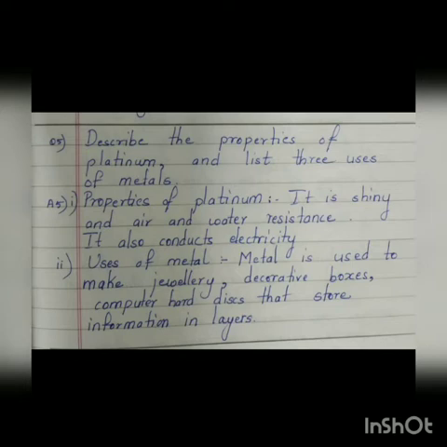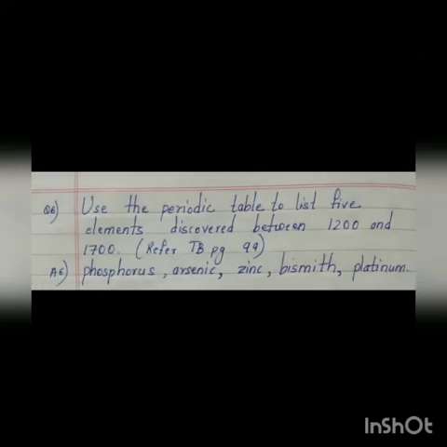Uses of metal. Metal is used to make jewelry, decorative boxes, and computer hard disks that store information in layers. So these are the 3 uses of metal. Then question 6. Use the periodic table to list the first 5 elements discovered between 1200 and 1700. You can refer to textbook page 99. These 5 elements are phosphorus, arsenic, zinc, bismuth, and platinum.